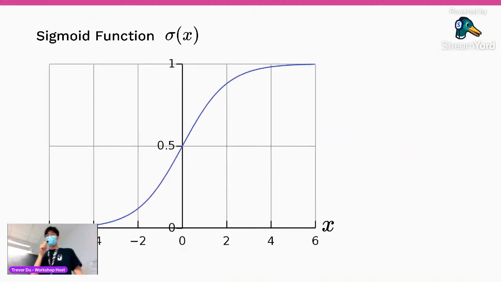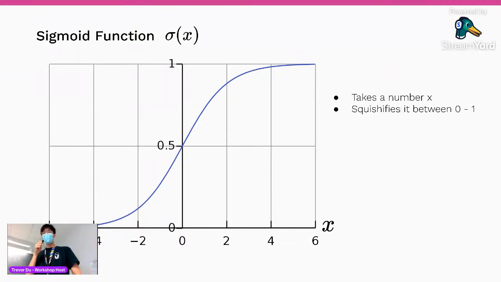All right, sigma. What is sigma? Well, activation functions can be any function really. And in our case, we're talking about the sigmoid function. So this is what it looks like. It takes a number x and squishifies it between 0 and 1, as you can see from our graph, where the x-axis is x and the y-axis is sigma of x.